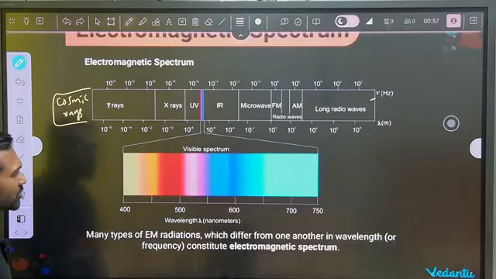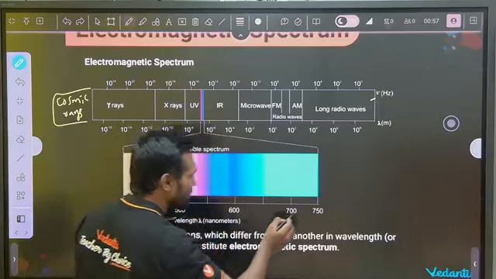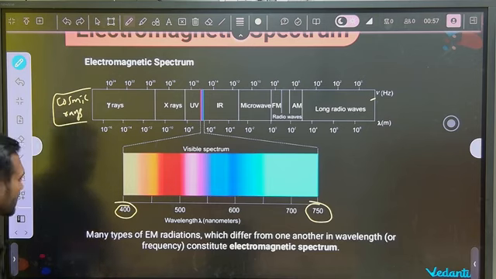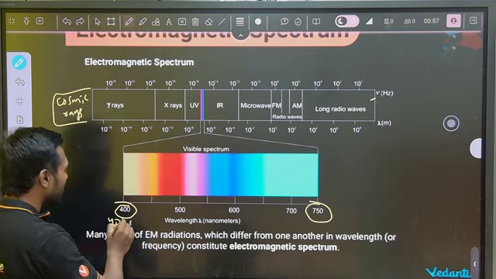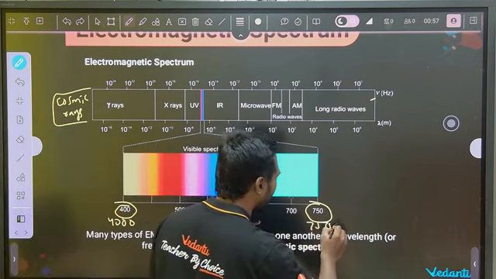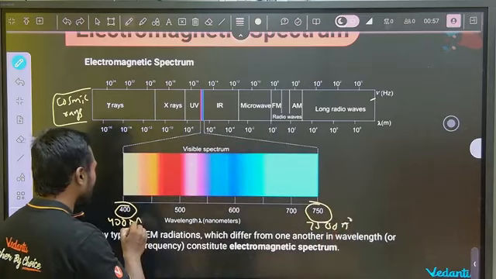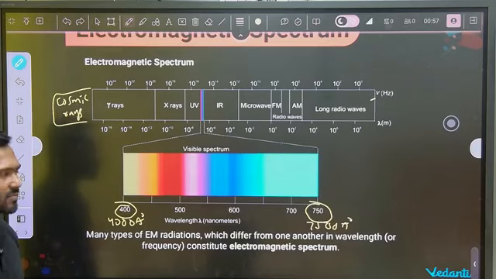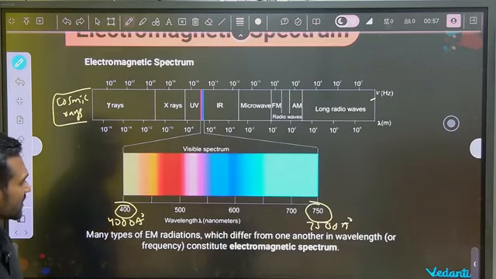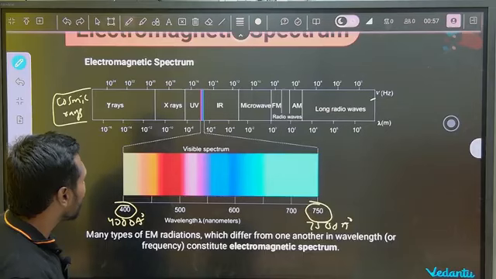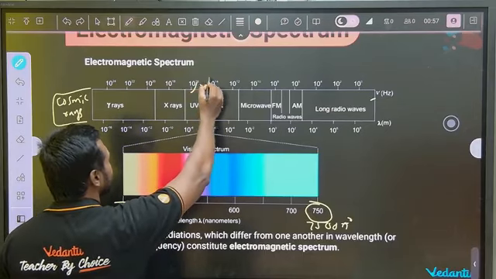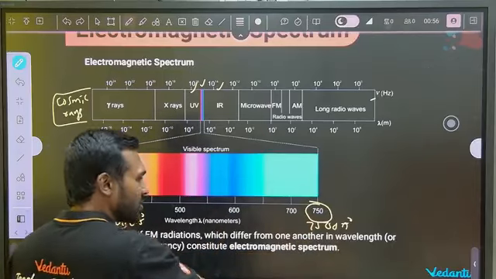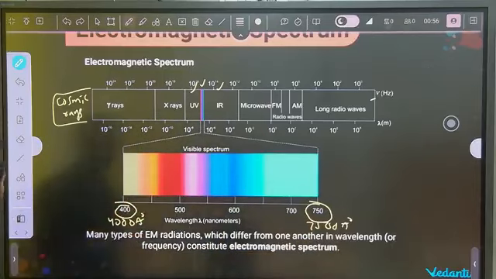In this one, you have to remember, anyway, I think you remembered, 400 to 750 nanometers, or else 4000 to 7500 angstroms. You have to remember in angstroms and in nanometers. Here majorly you have to remember X, visible, IR. So IR will come after the visible and UV will come before the visible.